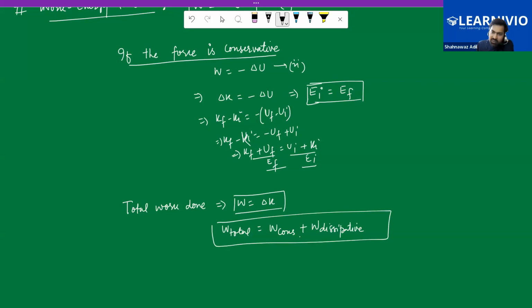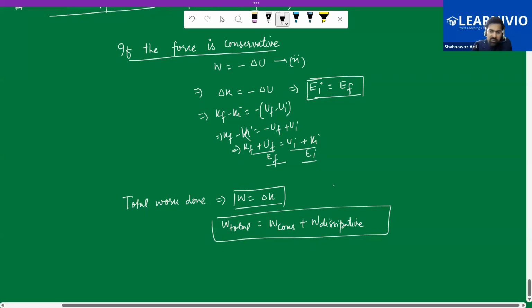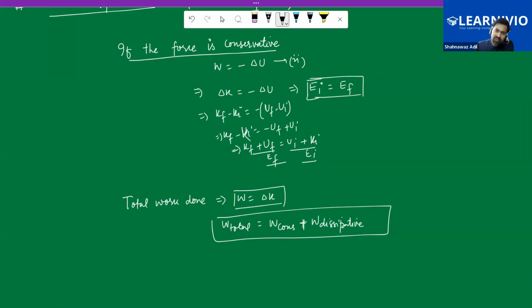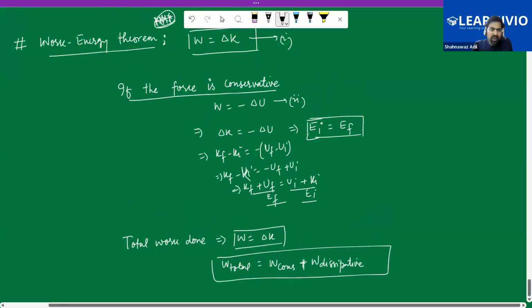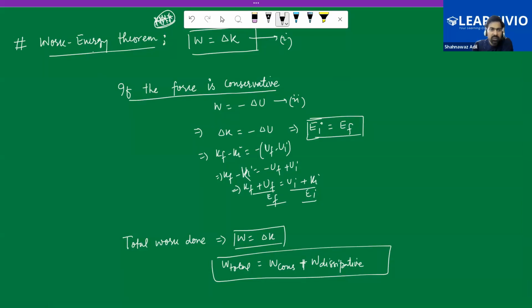If it is dissipative, then this work done would be negative. This is an important thing. If you are calculating this W dissipative, then you have to take this thing positive. But if this W dissipative is given, then you have to consider that this is negative. This is the sign convention that people use. So this is a very important relation, and it is very useful in different scenarios.